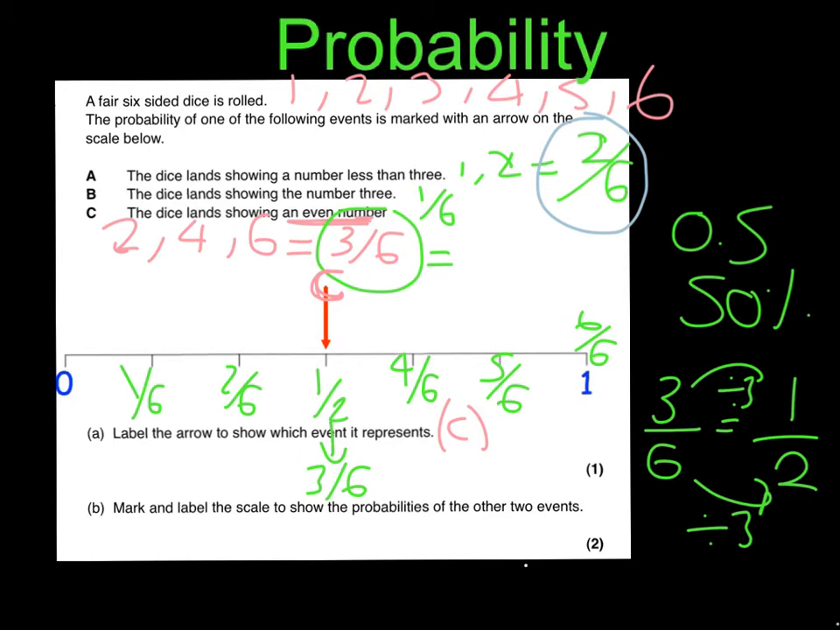Now we've written that in, it should be easy to answer the question. So mark on the scale the other 2 events. A was 2 out of 6, so A is going to be that one there. And B is 1 out of 6, so that's going to be the location of B.